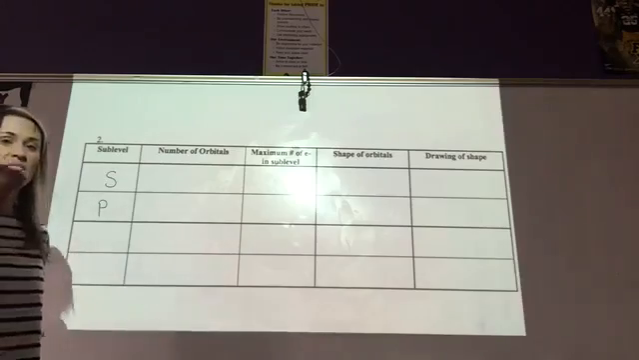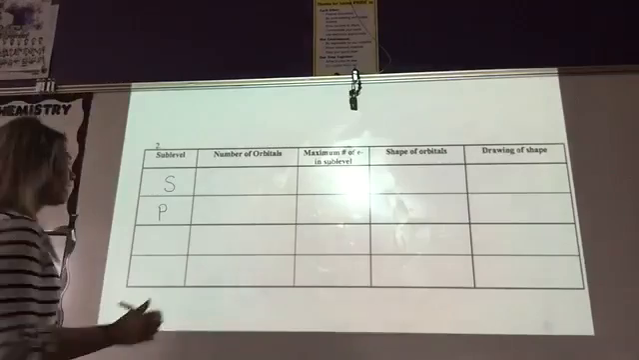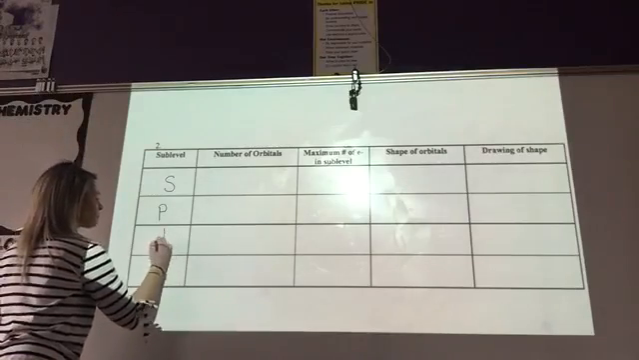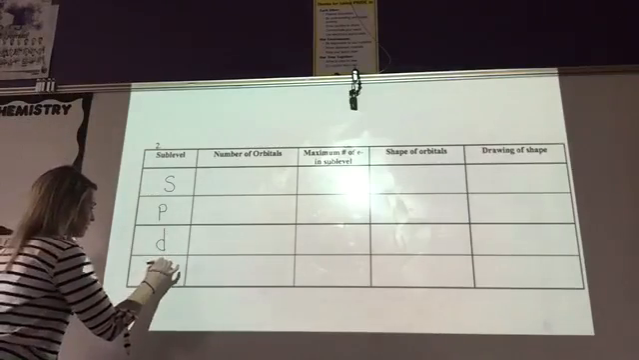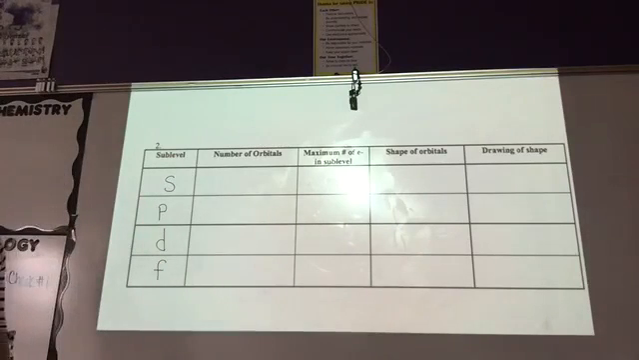Okay, you're going to write P in that second one. You can kind of see that. Sorry, I put it off for us. S, P. We're going to have D. And then we're going to have F here. So S, P, D, and F. Those are our 4 sublevels that we have to know.